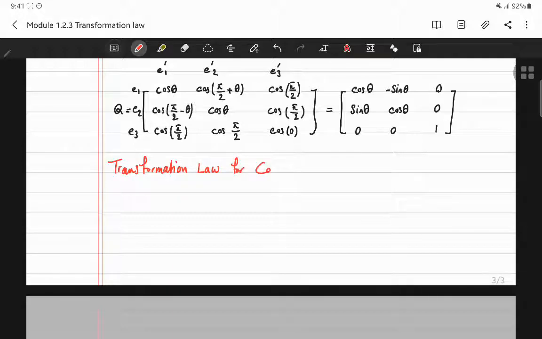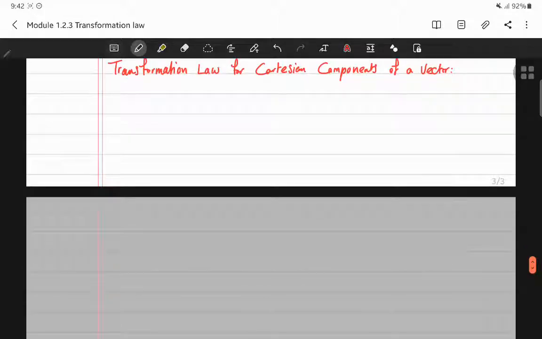For Cartesian components of a vector, I also bring your attention to the Cartesian components. So we are talking about an orthogonal coordinate system. We already mentioned that if you want to extract any component Ai of the vector A, you take the dot product of the whole vector with ei, so you have A dot ei. And in the transform, you have A prime i is A prime dot e prime i.